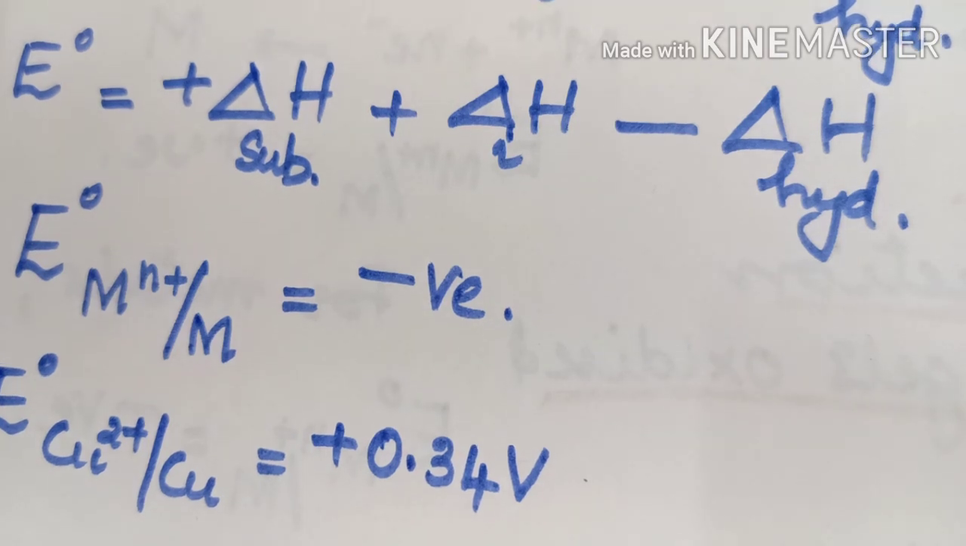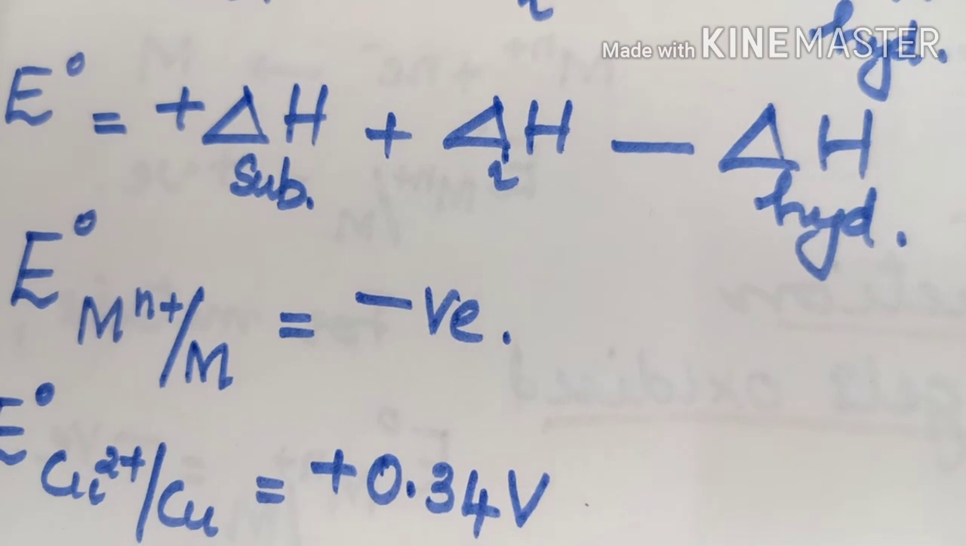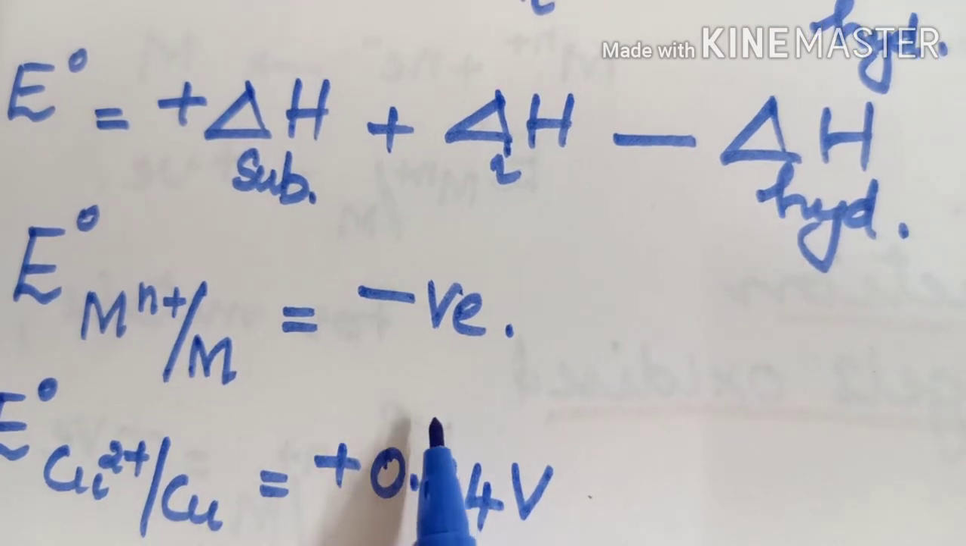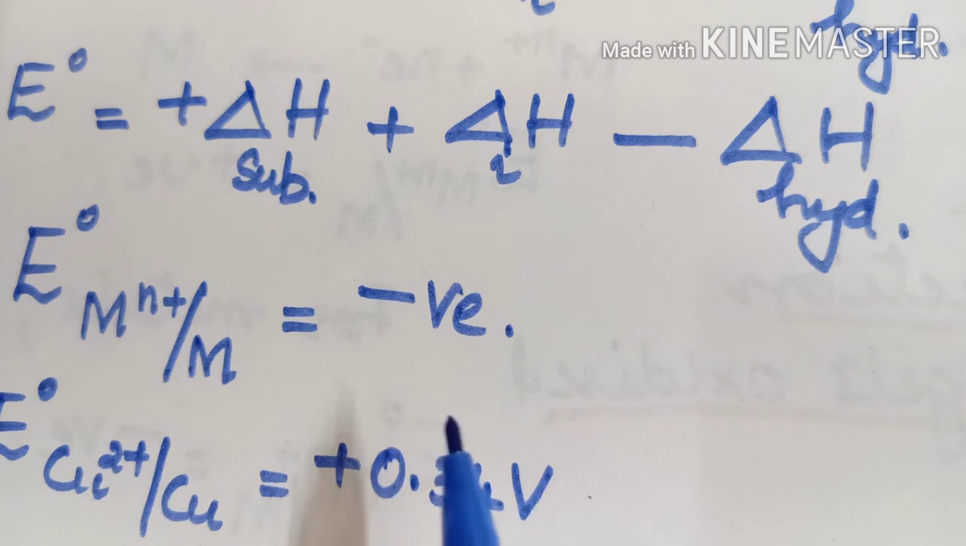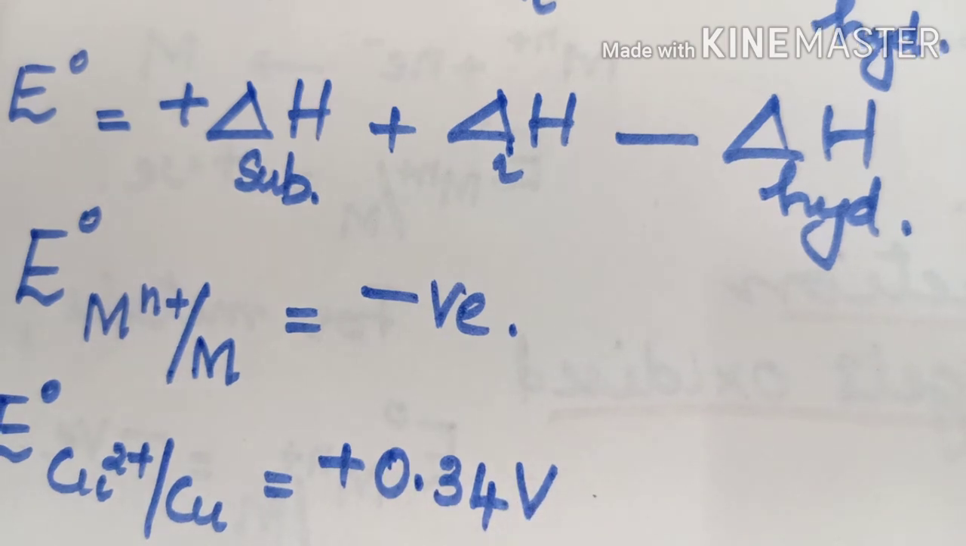All other metals which are reactive, they have high negative value. Higher the negative value, you find that it has a tendency to get oxidized. That means it is acting as a better reducing agent.